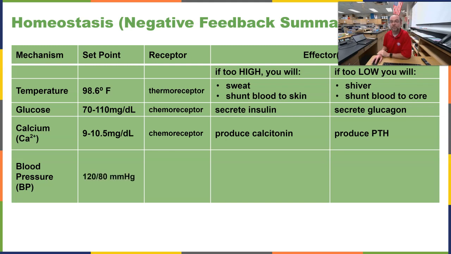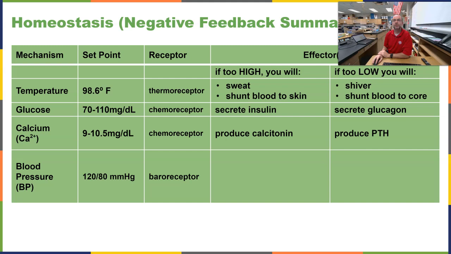Lastly, blood pressure, 120/80. The receptors are baroreceptors because they sense pressure. They're actually really cool. They are actually stretch receptors. So when your blood pressure is low, the cells that surround those baroreceptors that surround the blood vessels are relaxed. When your blood pressure is high, those cells get stretched out. So that's how baroreceptors work.